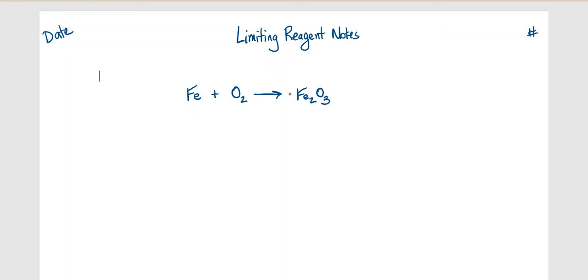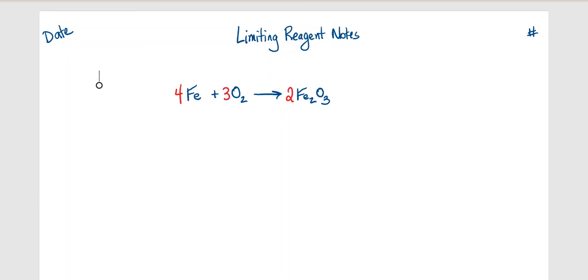And I believe we need to put a 2 in front of our rust molecule, and that will give us 4 irons. And so we need to put 4 in front there. Also, when you do that, that will give you 6 oxygen. So we need to put a 3 in front there to give us 6 oxygen.